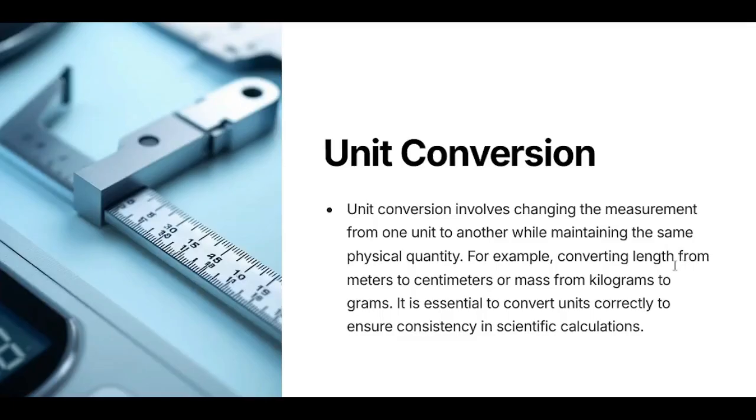For example, when we convert length from meter to centimeter, meter is actually the SI unit for length. Moving from meter to centimeter, you're moving from SI unit to CGS unit, and that movement is what is known as unit conversion. It can be seen also in moving from kilogram to grams. This unit conversion is essential to convert units correctly to ensure consistency in significant calculations.